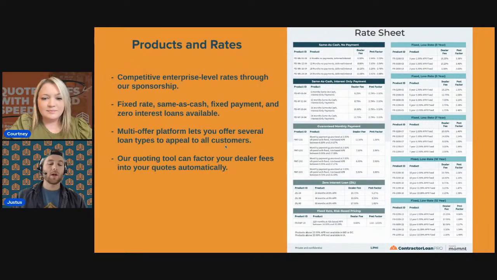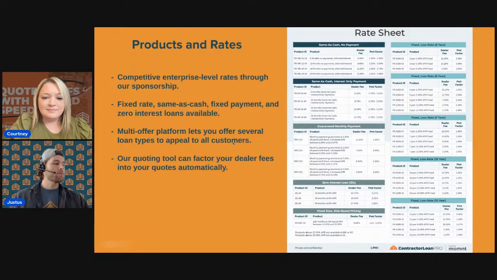Outside of that, our multi-offer platform lets you offer several loan types to appeal to all customers in your area. So you might be in an area that has a mix of insurance work and maybe high-end retail work. You can offer low interest rate fixed rate loans, as well as 1 or 2 same as cash loans, and make sure that those insurance customers are taken care of, and you have a nice low interest option for your higher end retail customers. It gives you a lot of control over what you can present to your customers.